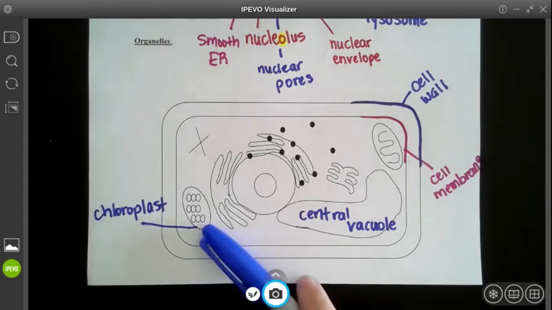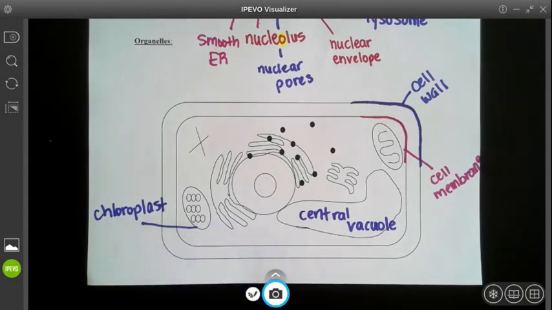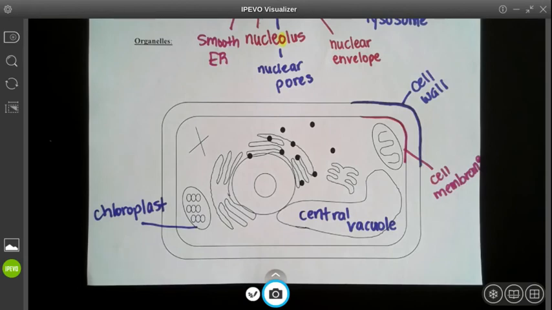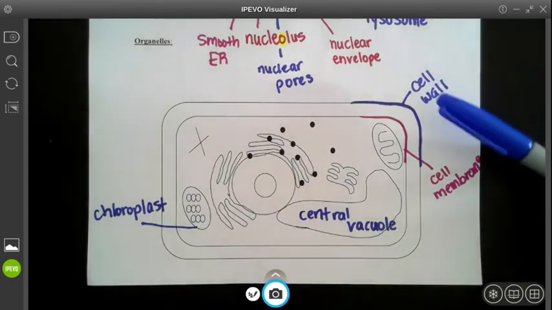Chloroplasts, which is right here, are related to mitochondria. They also have membranes on the inside, but they're structured a little differently. So there's stacks of membranes here, and those are called thylakoids. We will learn more about those when we get into photosynthesis. And the last structure is the cell wall.